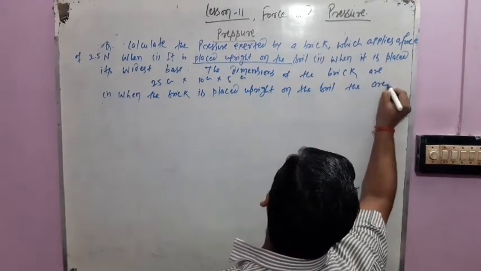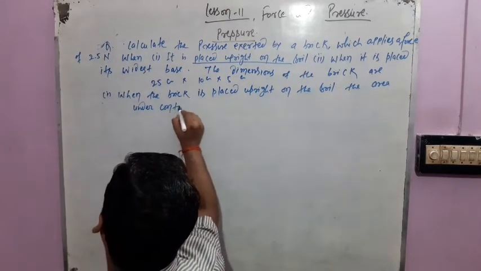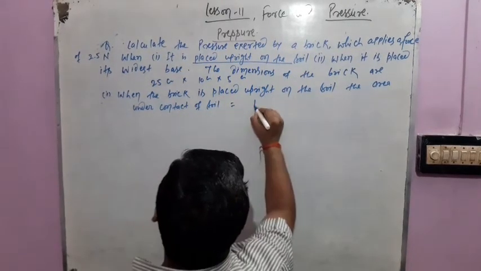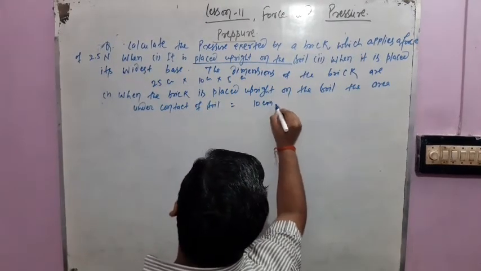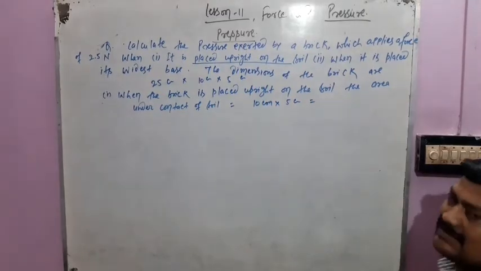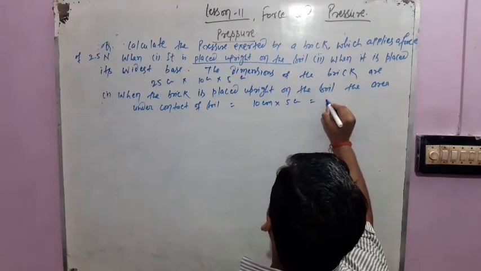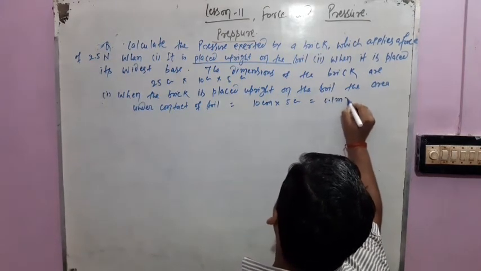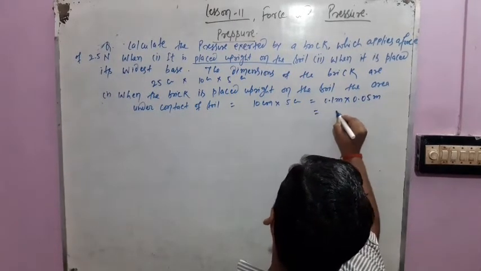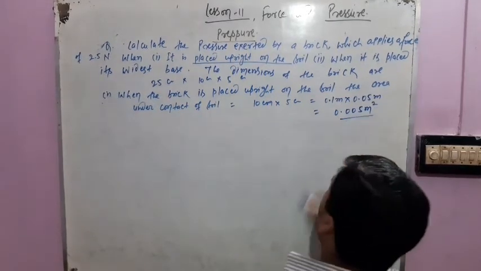the area under contact of soil is 10 centimeter into 5 centimeter. But both are in centimeter, and as we know the SI unit of area is meter square, so we have to convert it to meter square, that is 0.1 meter into 0.05 meter, that is 0.005 meter square. That is the area.